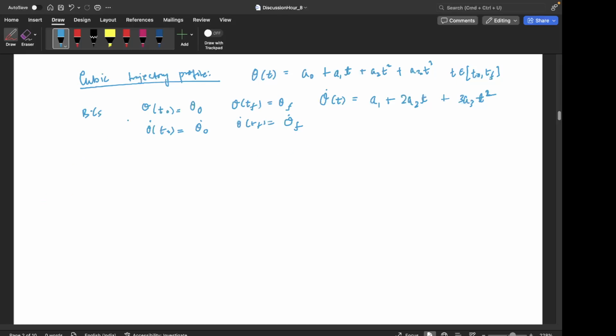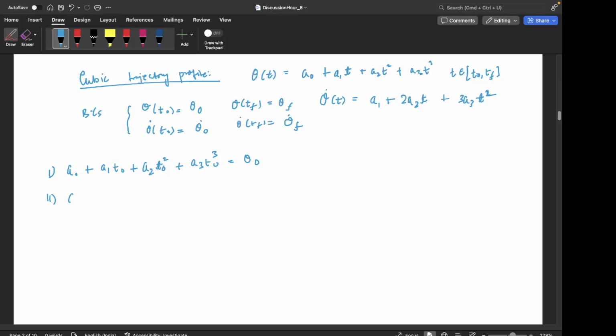Now we can use these four conditions. So first is a0 plus a1 t0 plus a2 t0 square plus a3 t0 cube is equal to theta 0.